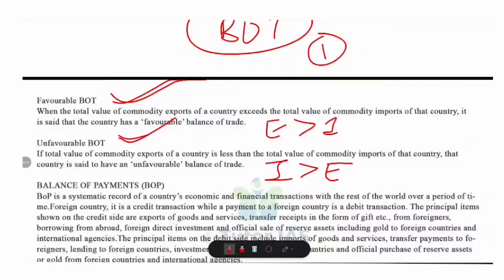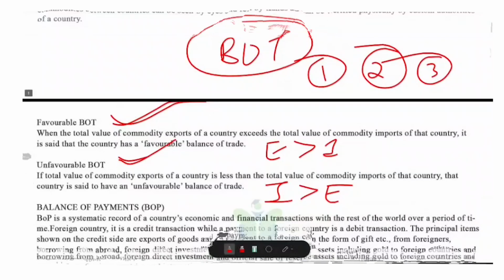First one, it is an indicator of economic strength. That means that trade surplus shows a strong export capacity. Then it influences currency values. That means persistent trade deficit may weaken the national currency. Then policy decisions. That means it helps government design trade policies, tariffs or incentives for export promotion. So that's all about BOT.